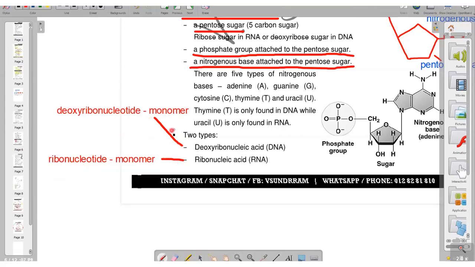Maybe you can just add somewhere in that page. If the question is, what's the difference between DNA and RNA? One of the answers you must give is the monomer. The monomer for DNA is deoxyribonucleotide. The monomer for RNA is ribonucleotide. The monomer for nucleic acid is nucleotide, no need for ribo, no need for deoxy. Nucleotide is the general answer for nucleic acid. DNA, deoxyribonucleotide. RNA, ribonucleotide. Any question?